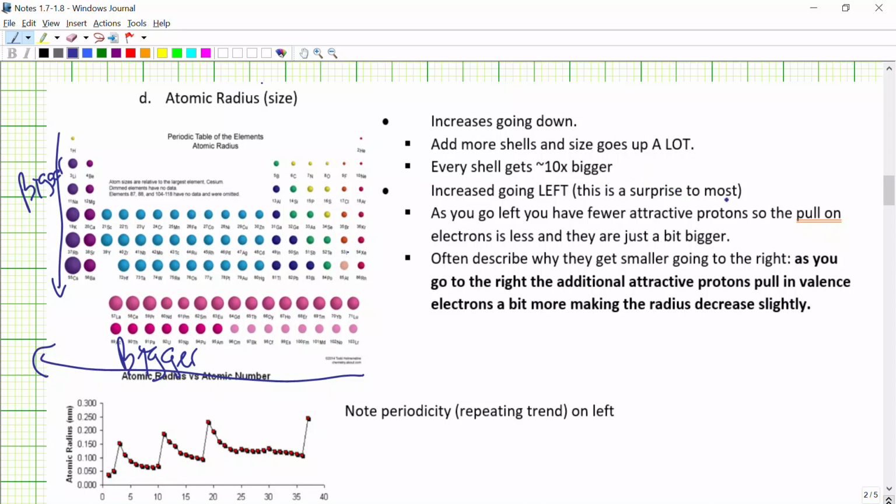This is a surprise. As you go left, you have fewer attractive protons, so the pull on electrons is less. If your nucleus isn't very attractive, then the pull on the electrons is less. You often describe why it's smaller getting to the right. As you go to the right, the additional attractive protons pull in valence electrons a bit more, making the radius decrease slightly. Okay.